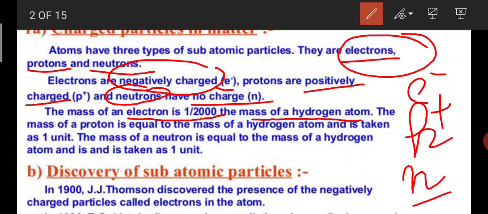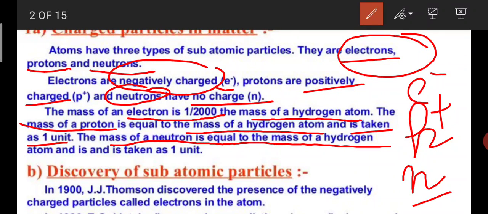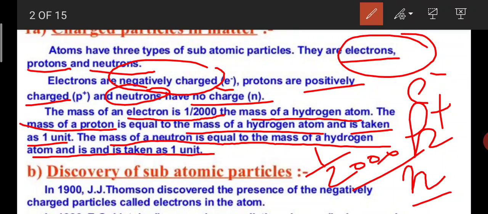The mass of an electron is 1/2000 the mass of a hydrogen atom. If you take the mass of a proton, it is equal to the mass of the hydrogen atom, taken as 1 unit. The mass of a neutron is also equal to the mass of a hydrogen atom, taken as 1 unit. So you can see the mass of the electron is 1/2000, and the mass of the proton is equal to the mass of the hydrogen atom, taken as 1 unit.